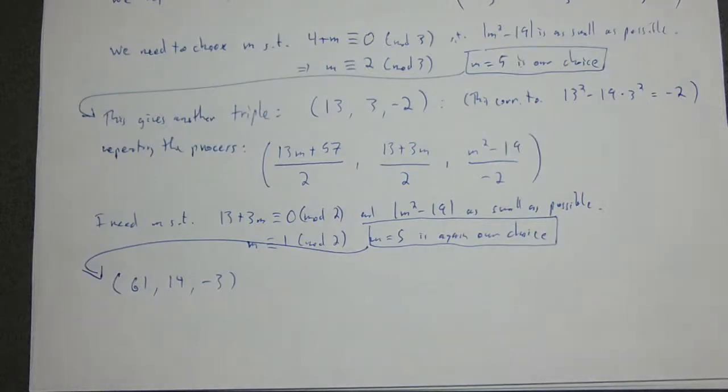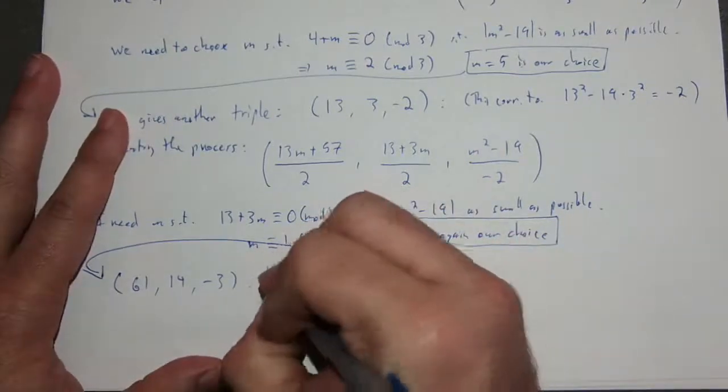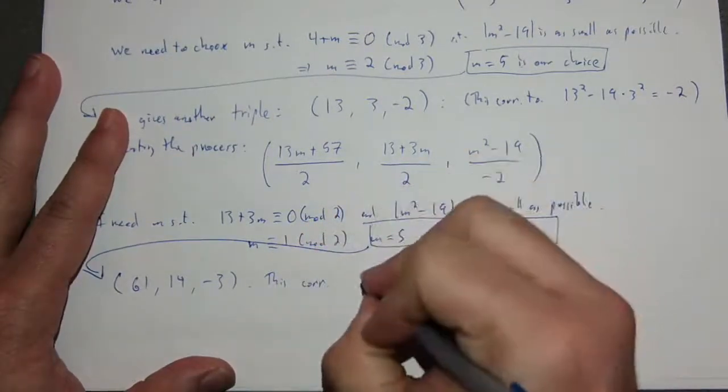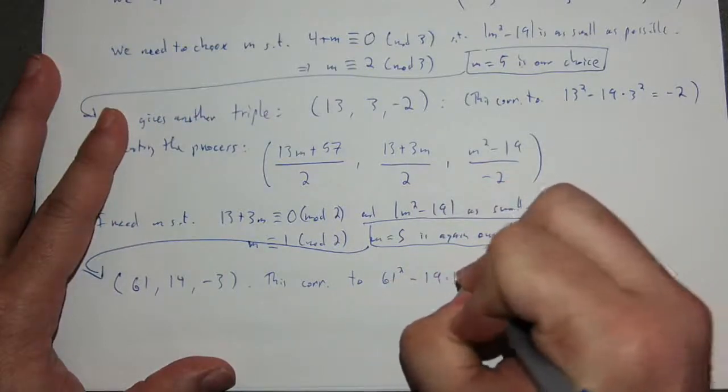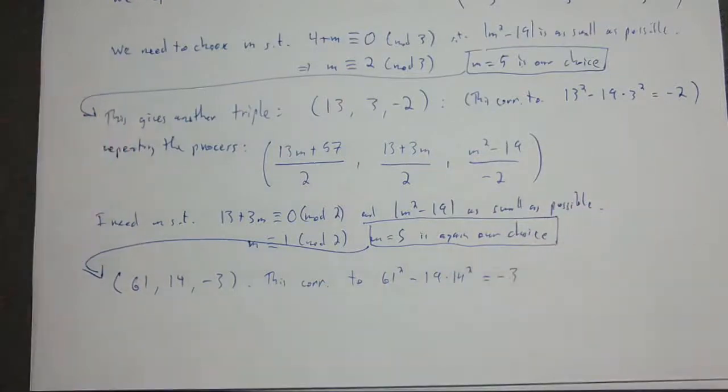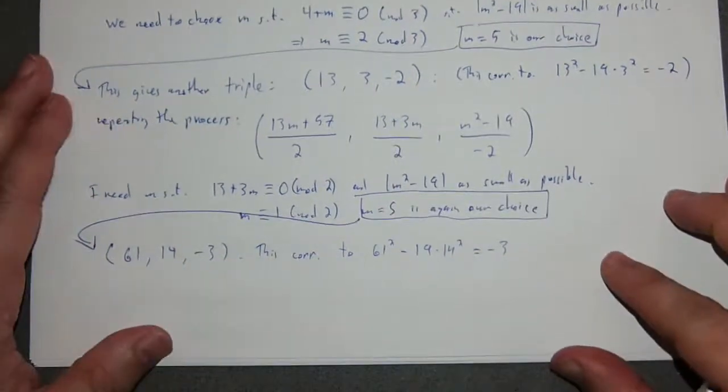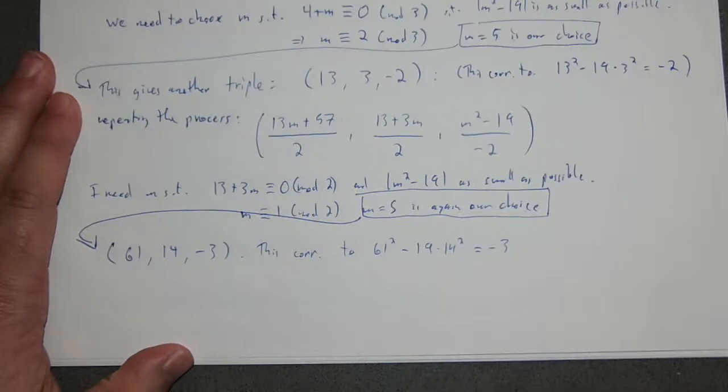I think that's outlined. It might be outlined in one of the projects. I'm not sure. But anyway, the point is that this process always terminates, so you don't have to worry about that. Even though just looking at this, it might not be clear we're getting closer to an actual solution here. So this corresponds to the equation 61 squared minus 19 times 14 squared is minus 3, apparently. Right? Okay.